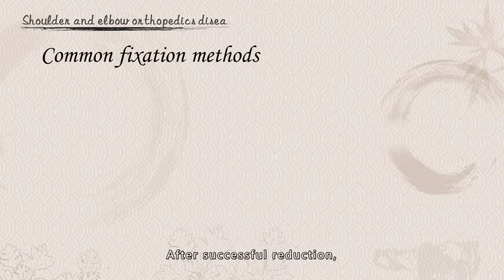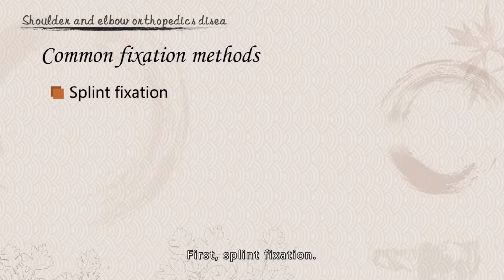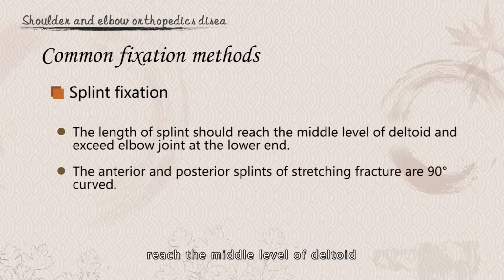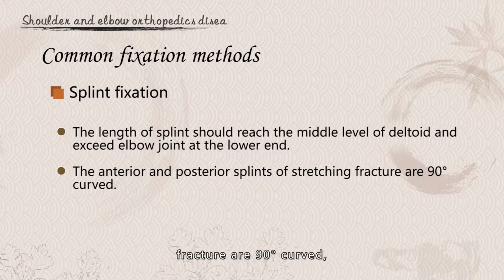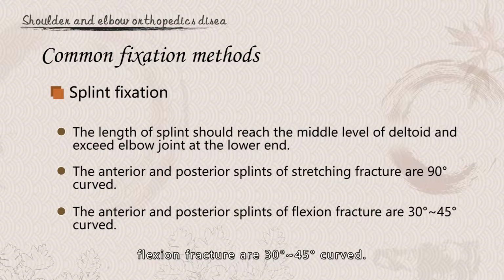After successful reduction, reliable fixation should be adopted as soon as possible. Common fixation methods include, first, splint fixation. The length of the splint should reach the middle level of the deltoid and exceed the elbow joint at the lower end. The anterior and posterior splints for extension fractures are curved at 90 degrees, while the anterior and posterior splints for flexion fractures are curved at 135 to 145 degrees.